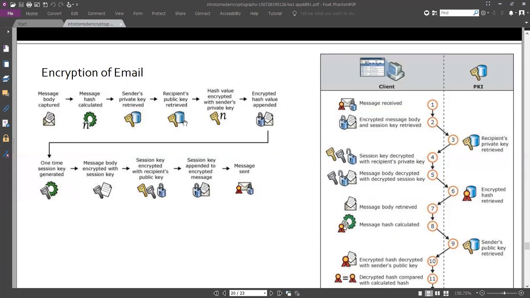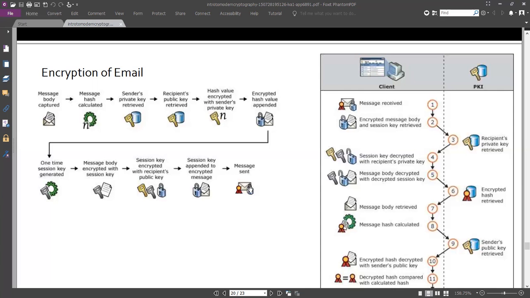to the message. Then a one-time session key is generated, kind of an OTP or something. Then the message body is encrypted with the session key. The session key is encrypted with the recipient's public key. Then the encrypted session key is appended to the encrypted message, and then the message is sent.